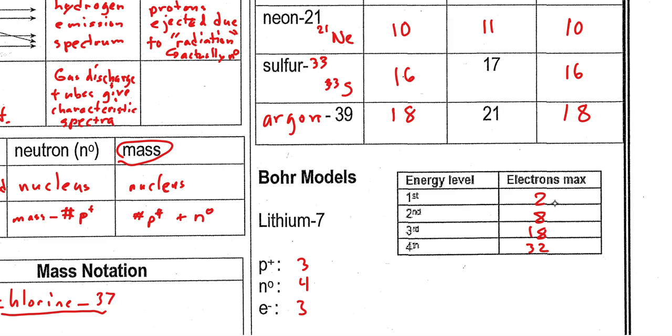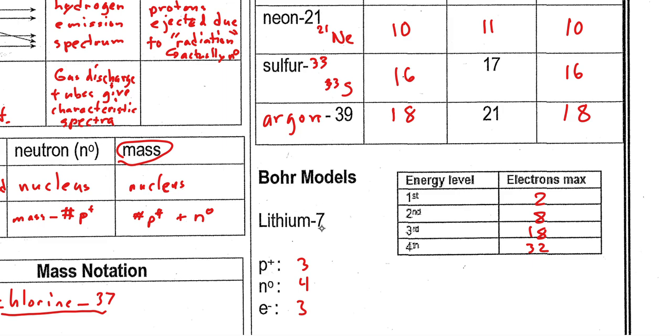Energy levels. I'll get more into this later. You don't have to know this thoroughly yet, but it might be beyond what you already knew. In the first energy level, the maximum number of electrons is 2. In the second energy level, 8. Third energy level, 18. Fourth energy level, 32.